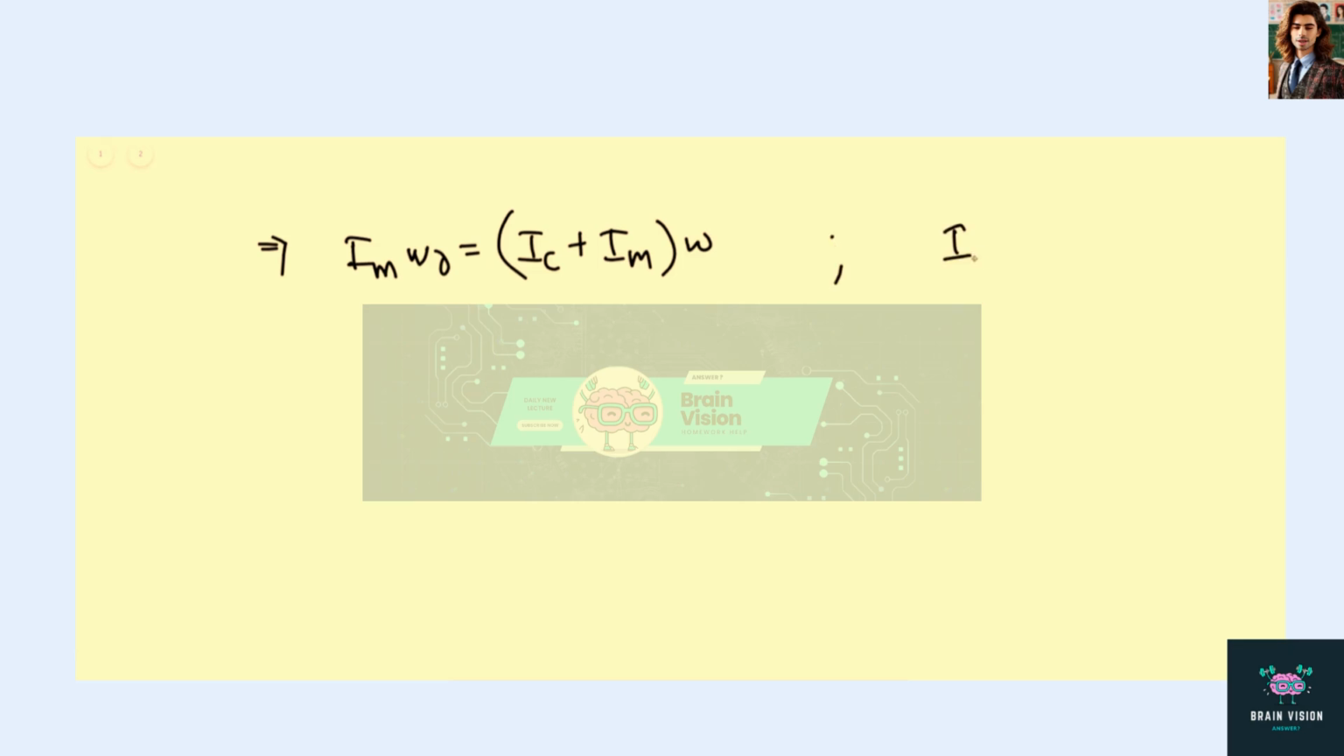Now the moment of inertia of the child is just m r square. And r is the radius of the merry-go-round, because let's say this is the merry-go-round and the child is sitting on the circumference of the circle. Therefore, from the center its distance is r, and since the moment of inertia is taken about the axis, the moment of inertia of the child will be equal to the mass of the child times the square of this radius. So we write that over here.